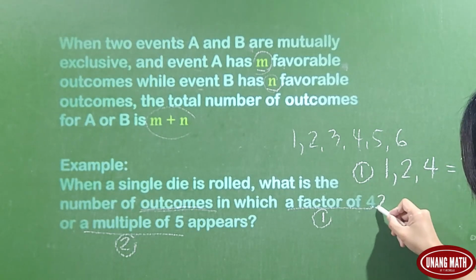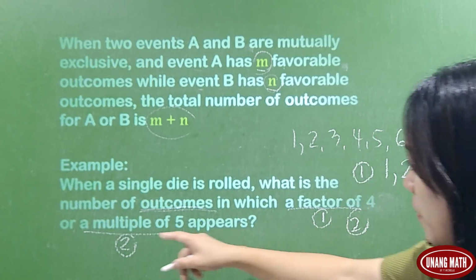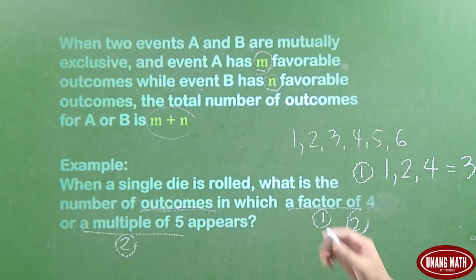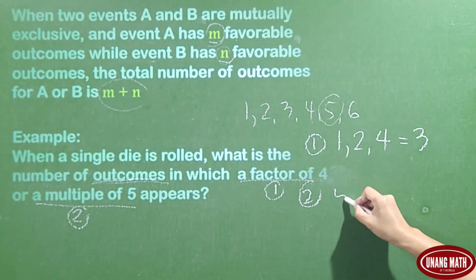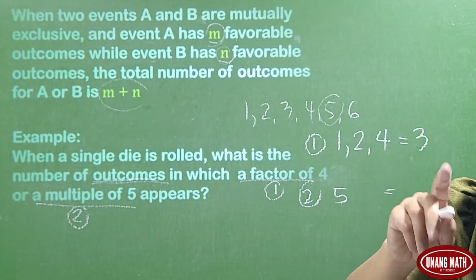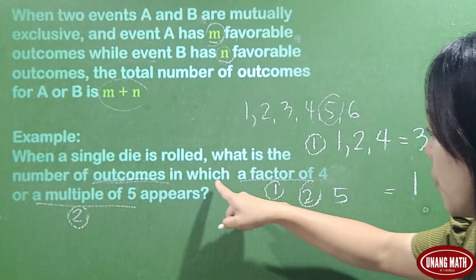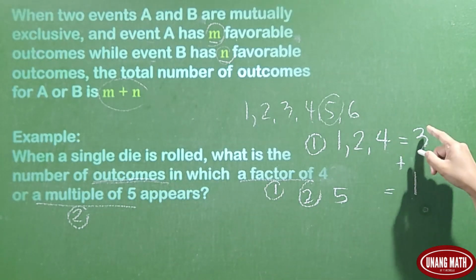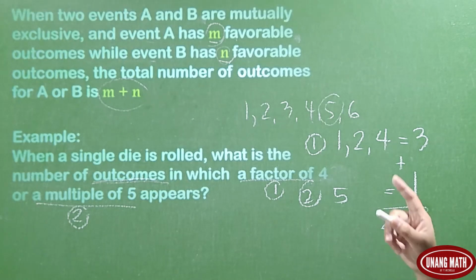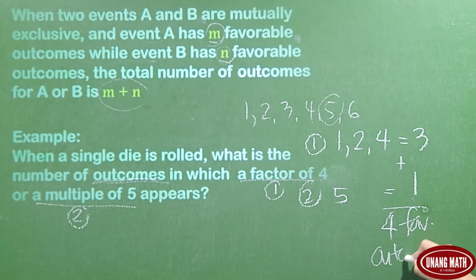What about in our second event? Second event, it should be multiple of 5. So among these 6 numbers, the multiple of 5 is only 5. So it means just one outcome. So to get the number of outcomes in which a factor of 4 or a multiple of 5 appears, we're just going to add these numbers. And 3 plus 1 is equal to 4. So there are 4 favorable outcomes in this given situation.